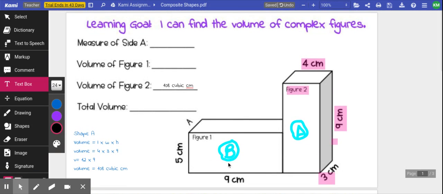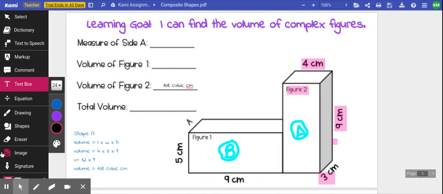Now, if you notice, again, shape B is missing measurements, and I'm going to show you how it's missing measurements. Last week, many of you just multiplied the length times the height, and you thought that would give you the volume. You cannot just multiply the length times the height. You have to multiply the length times the width times the height. You have to multiply all three dimensions to get the full volume of the shape.